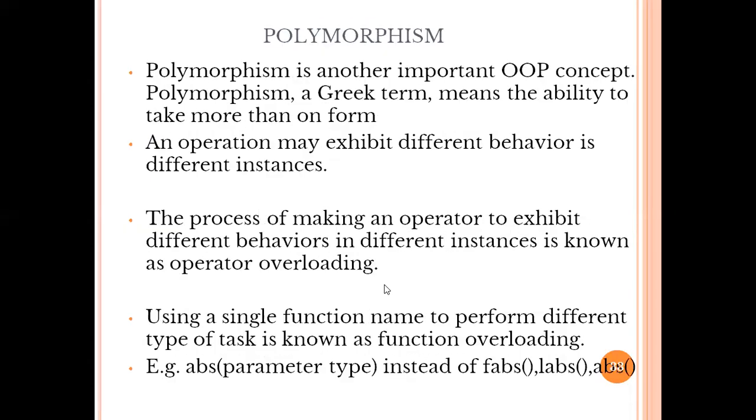Function overloading is nothing but the same function name, but it accepts different parameters, and once it accepts different parameters, it performs a different task. So this is called function overloading. These belong to polymorphism. We are going to perform these examples briefly in the second unit.